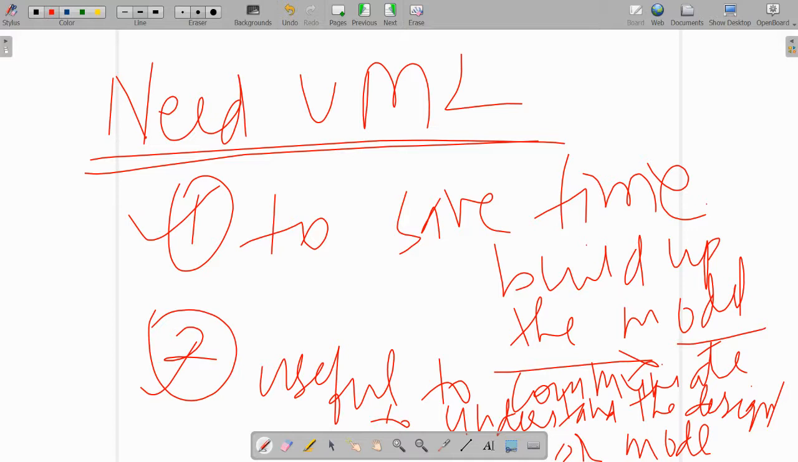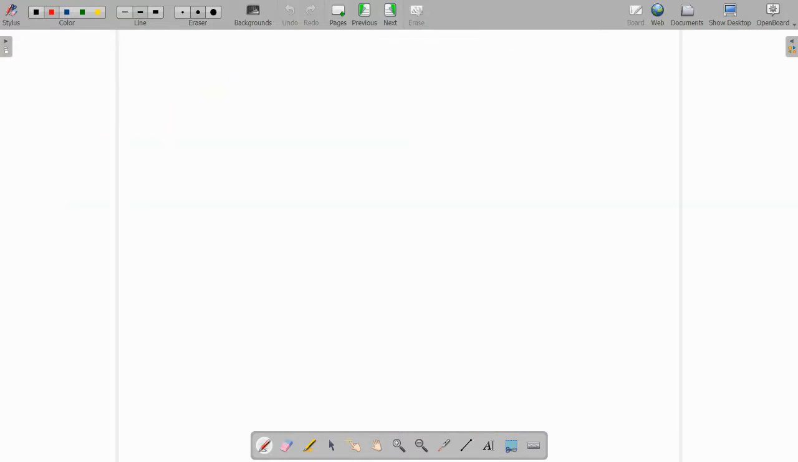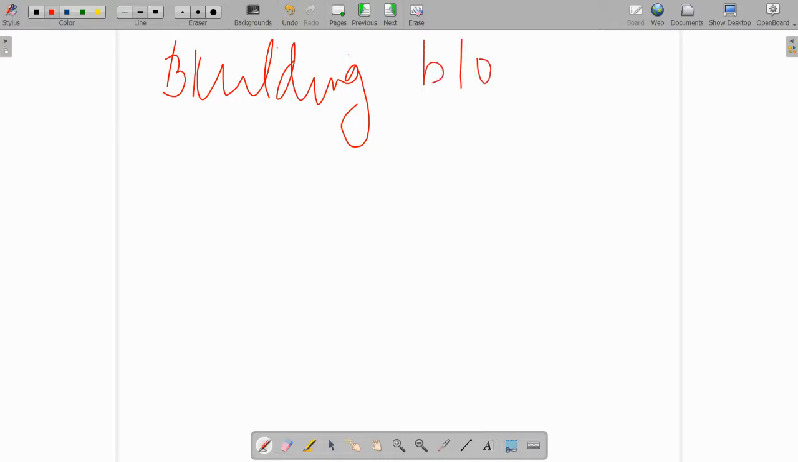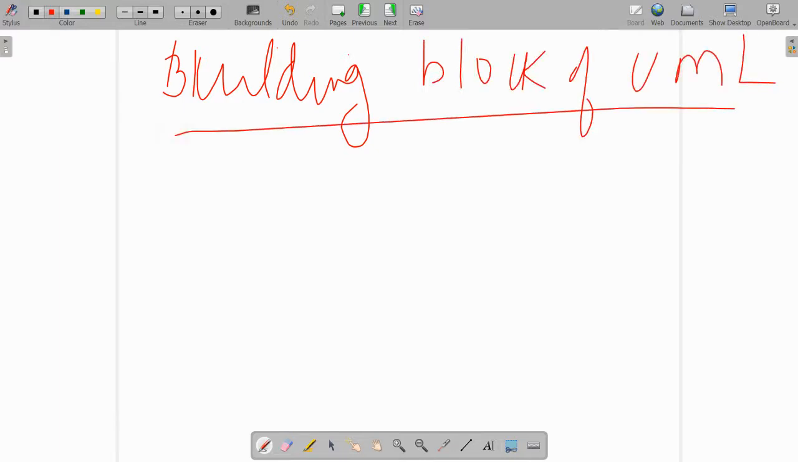Now with this understanding of UML, we will understand the next thing: what are the different building blocks of UML. If I have to develop the model by using UML, what are the different building blocks? You can write down the heading as building blocks of UML.